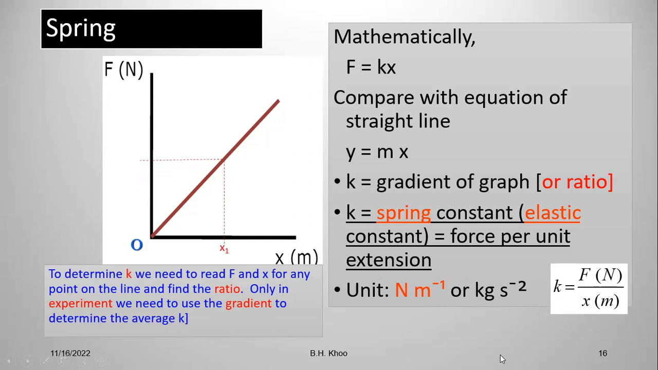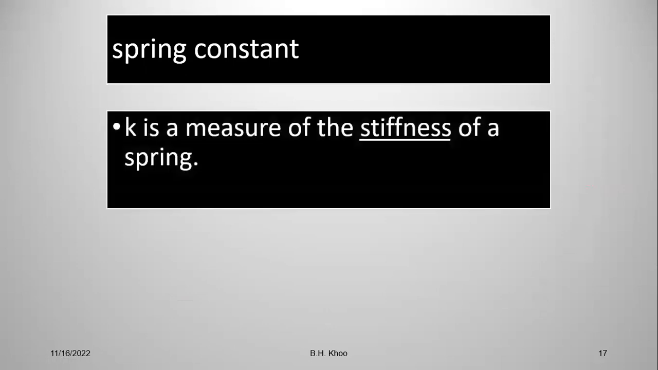So in experiment, we find the gradient. But when it comes to exam, the fastest way is to take the ratio. Let's take the extension, and take the F1. And k is F1 divided by x1. Right? k is a measure of the stiffness of a spring.